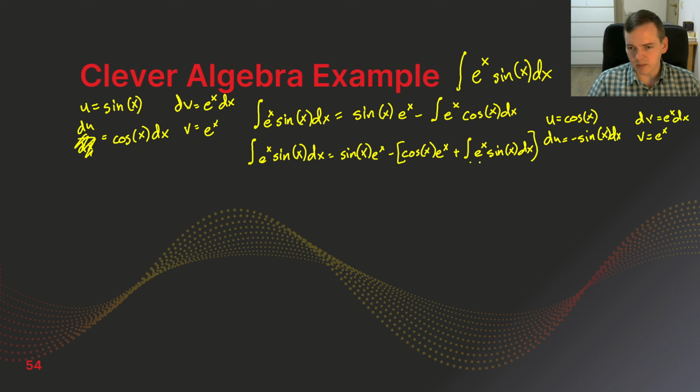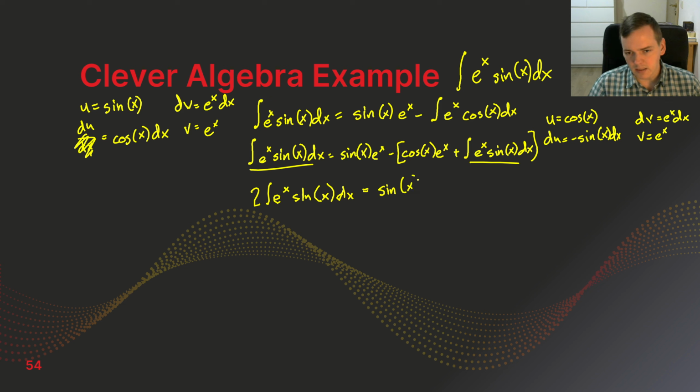And now you might notice something: this and this match. So we can algebraically move that piece over. In other words, I will get 2 times the integral of e to the x sine of x dx, because the negative is going to go onto this, so I can add it to the other side, is equal to sine of x e to the x minus cosine of x e to the x.